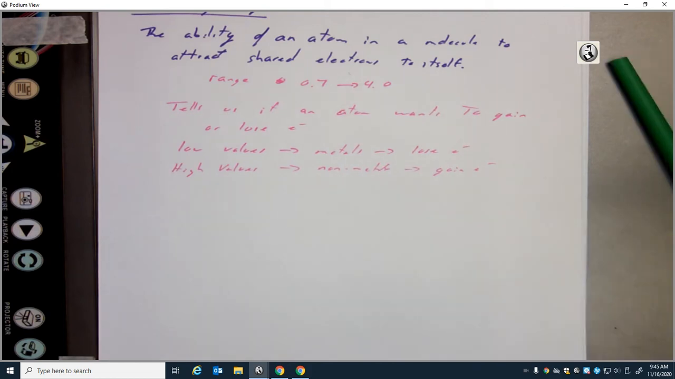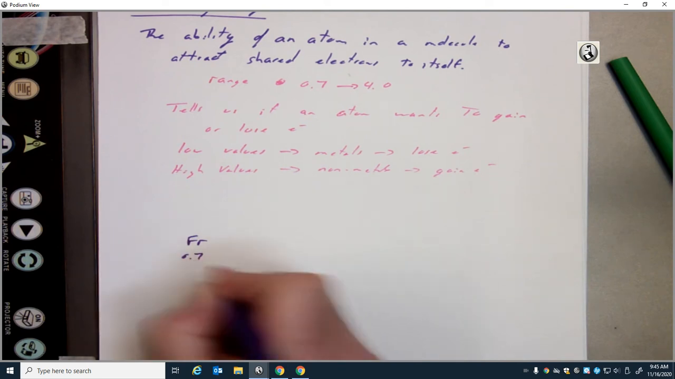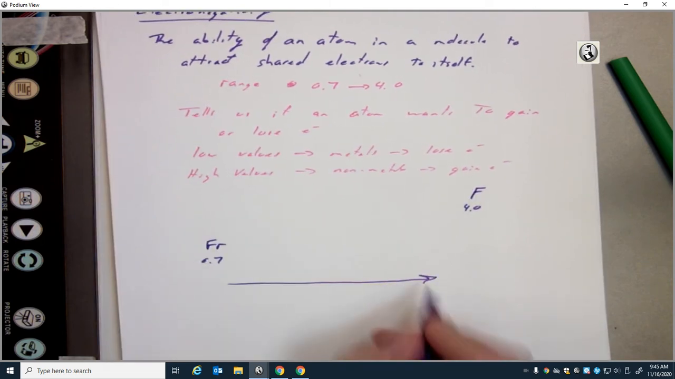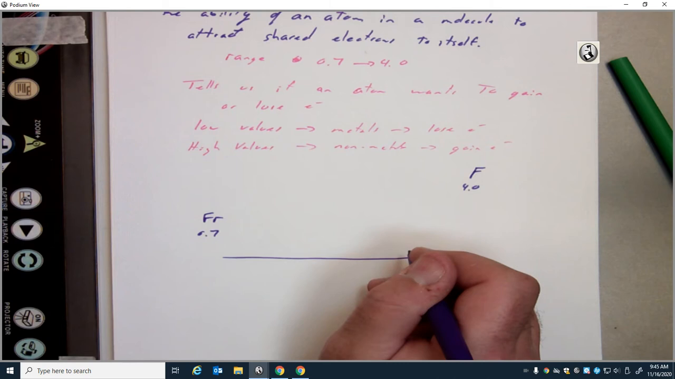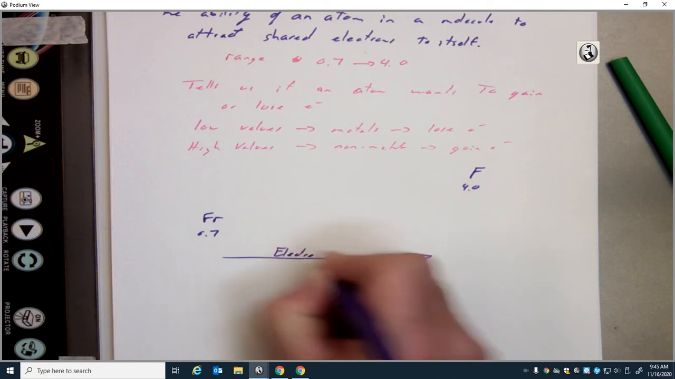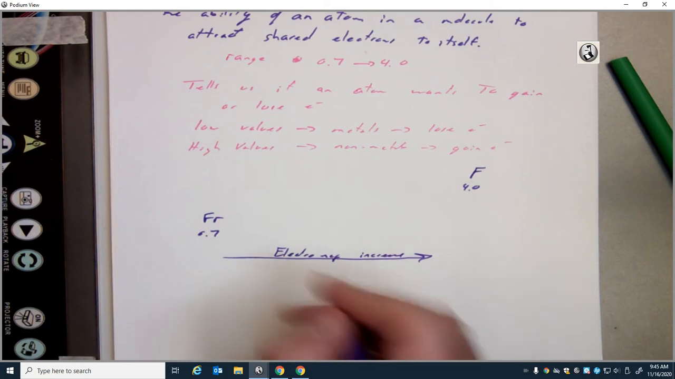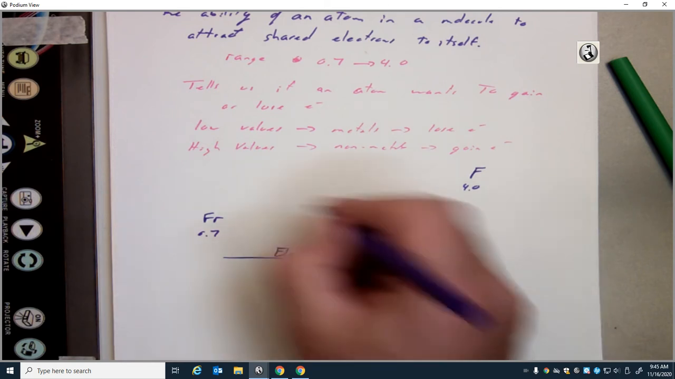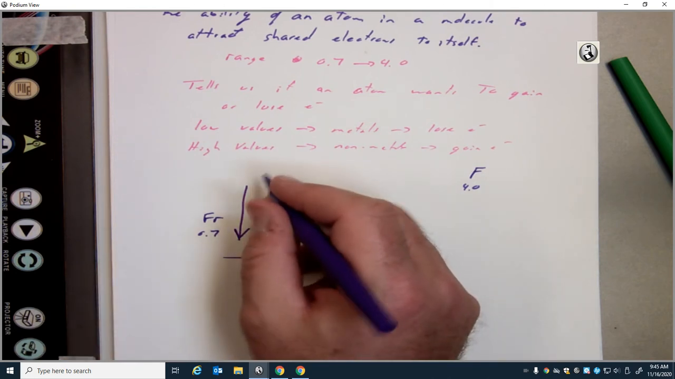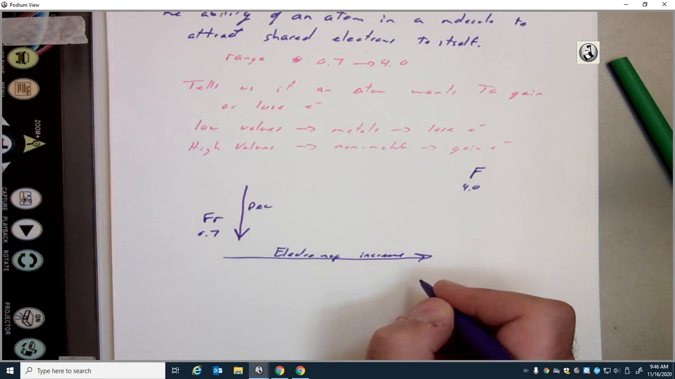So on our periodic table, we got francium down here at 0.7, and we got fluorine up here at 4.0. So as you move across here, in general, our electronegativities increase. They want to gain electrons more and more. And then as we go top to bottom, on the metal side, they decrease. Actually, they all decrease.